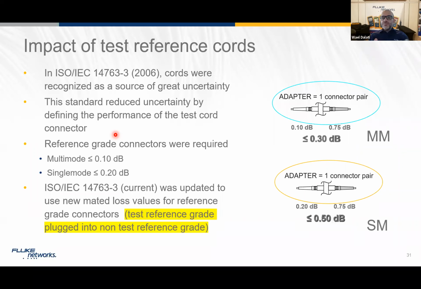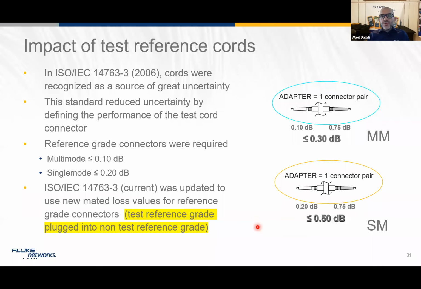But the purpose here is to share with you that the standard has defined that the cords need to be perfectly made, and the connector loss of the multi-mode is 0.1 dB or less, and on the single mode is 0.2 dB or less. And that's the mating calculation that needs to be done when we mate a test reference cord connector with a normal connector in your patch panel. The mating of those two has been defined to be better than 0.3 dB on a multi-mode and better than 0.5 dB on a single mode link. So test reference cords are mandated and needed.